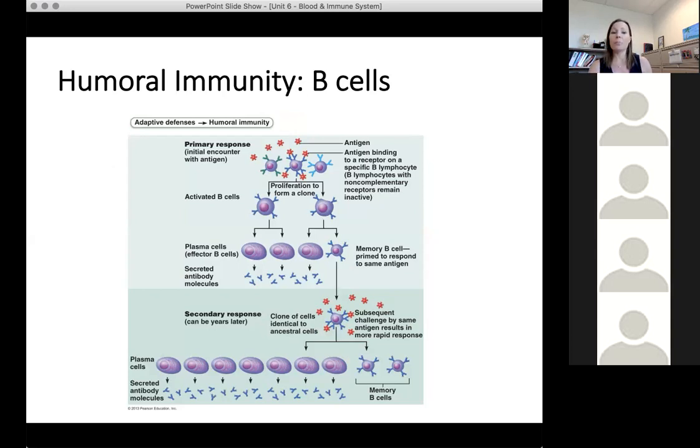Here, they will either become plasma cells, and those plasma cells secrete antibodies, or they will become memory B cells. And these do the exact same thing that we said for the memory T cells. They exist in the body for years, and they allow your body to respond effectively if you ever encounter that same pathogen ever again.